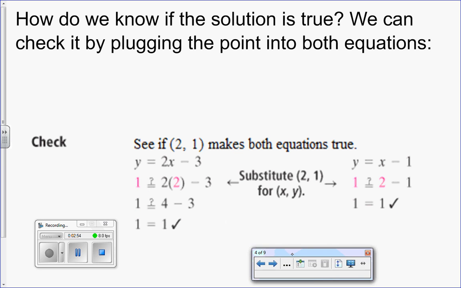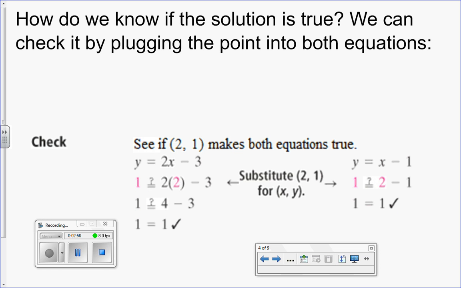And so how do we know? Well, remember that a solution to a linear system must make both of the equations true. So if I plug 2, 1 into both of my equations, y equals 2x minus 3 and y equals x minus 1, you can see that 2, 1 will make it true for both of the equations.